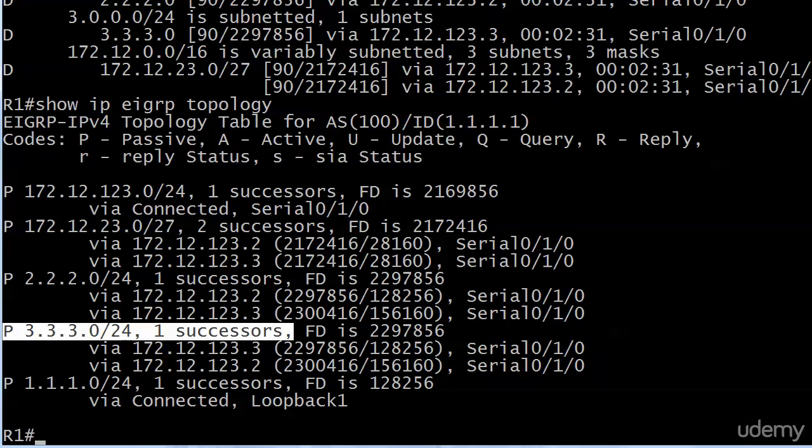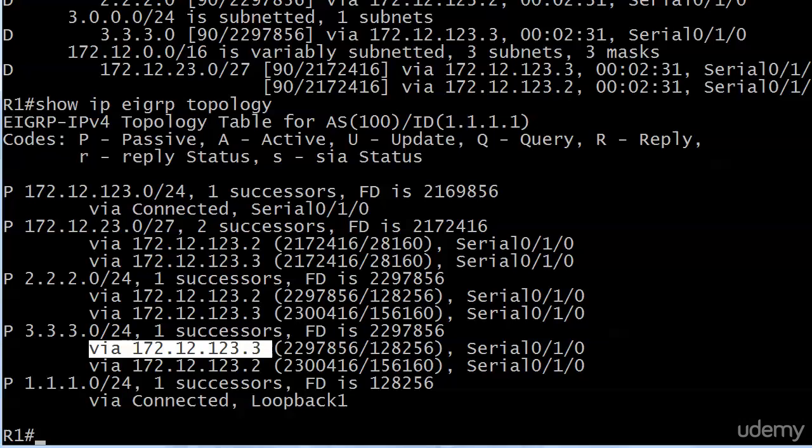We have one successor again, and as we would expect, that successor is using the next hop IP address of 123.3. Here's the matching feasible distances. But again, that other path using 123.2 as the next hop IP address, that metric is just a little bit higher.